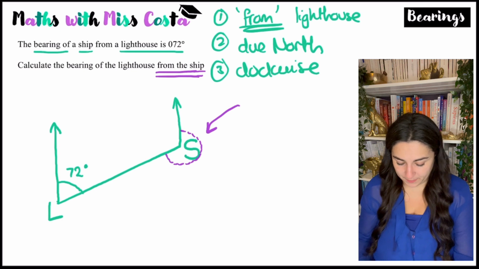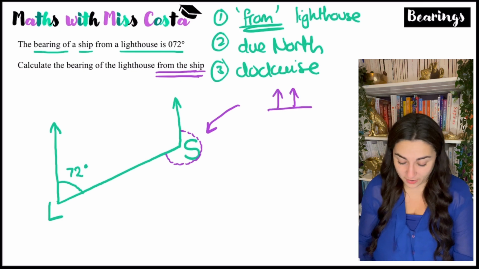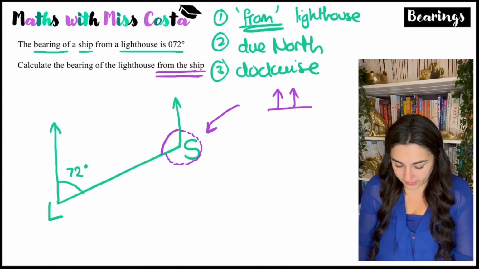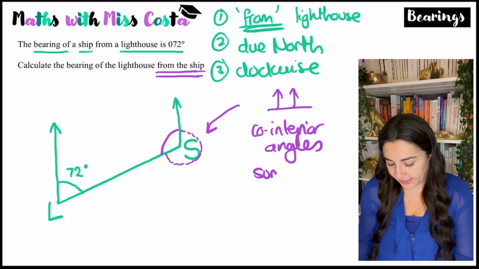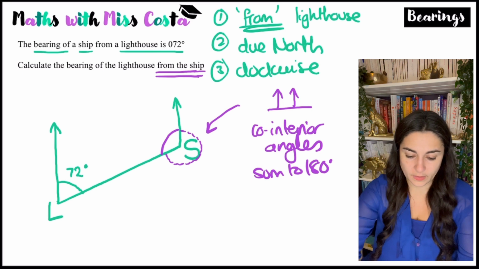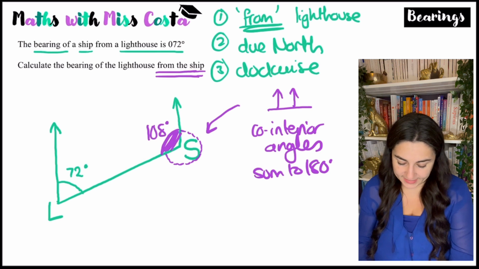Now, what I can use with bearings, because I've got two north signs, that means I've got parallel lines, because they're both going to be exactly the same. So what I can do is use the rule of co-interior angles. Co-interior angles sum to 180 degrees. So if I do 180 take 72, that would give me 108 degrees over here. So that is this angle here.